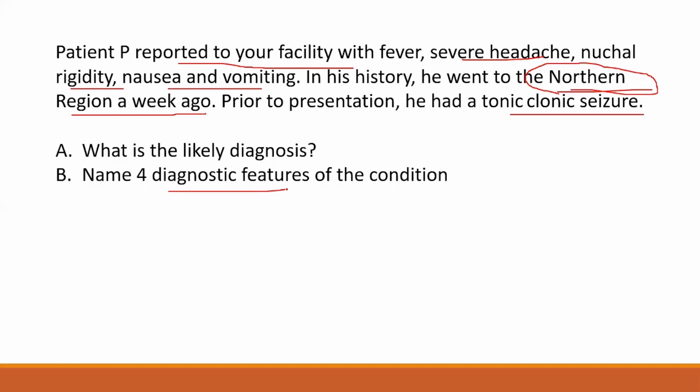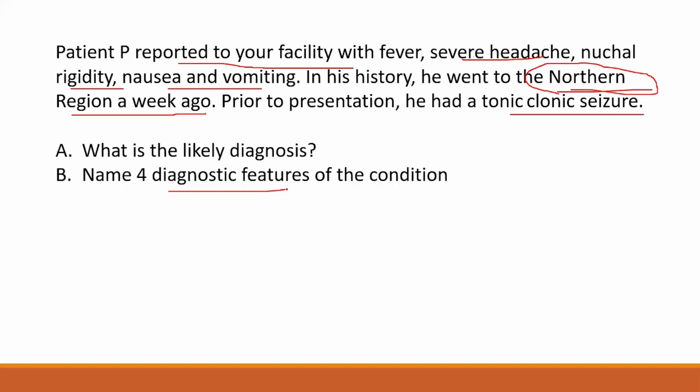We can also talk about Kernig's sign. This is assessed with the person lying in a supine position with the hip and the knee flexed to 90 degrees. In a person with a positive Kernig's sign, pain limits passive extension of the knee. And so if this is true, then it is a sign of meningism.